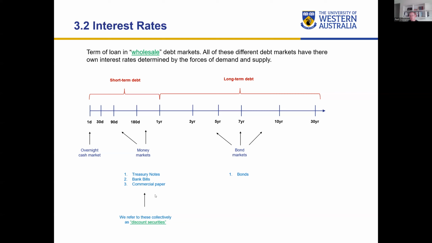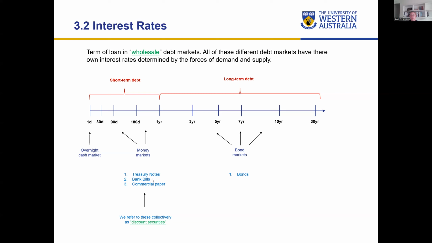These are all what we call discount securities, and I'll explain exactly what a discount security is in the next video. We don't have to worry about that for now. But we do need to come to terms with what these discount securities actually represent. You know, what are they? Well, what is a treasury note? What's a bank bill? That sort of thing. Okay, so let's focus on bank bills.